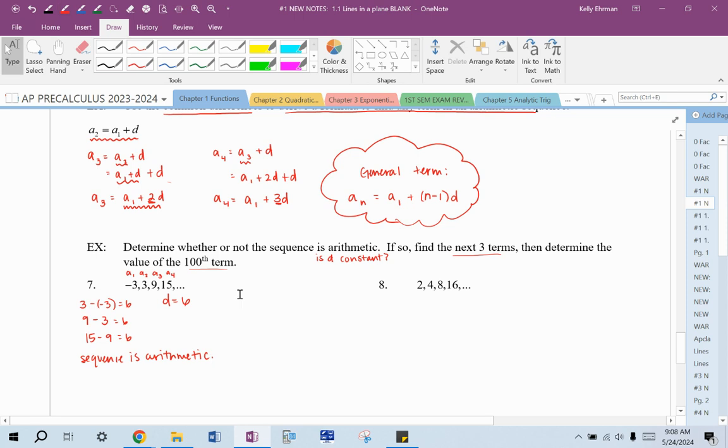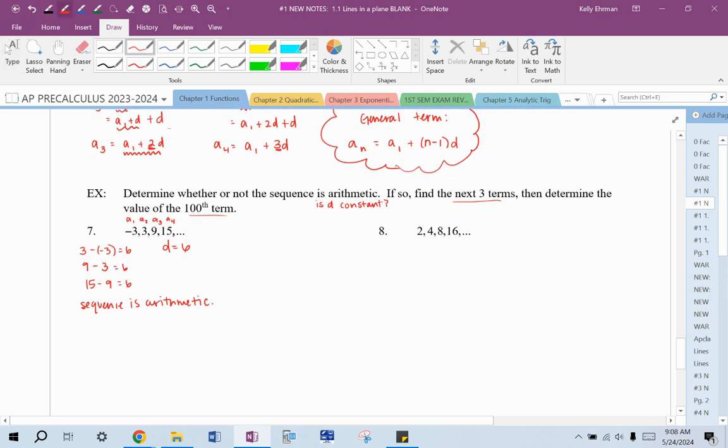Okay, and then it said find the next 3 terms. So what are the next 3 terms going to be? I'm not going to use the formula. I'm just going to add 6. So the next 3 terms from 15, so let's see, we've got negative 3, 3, 9, 15. So the next 3 terms here, add 6, 21, add 6, 27, add 6, 33. Okay, so those are the next 3 terms.